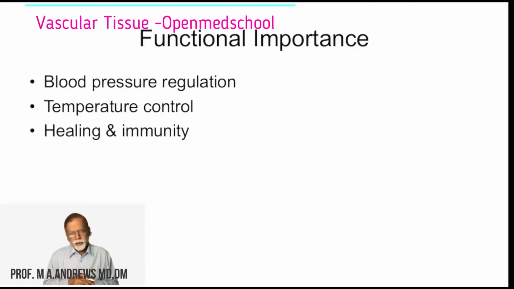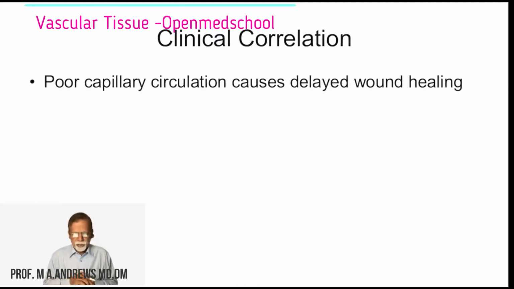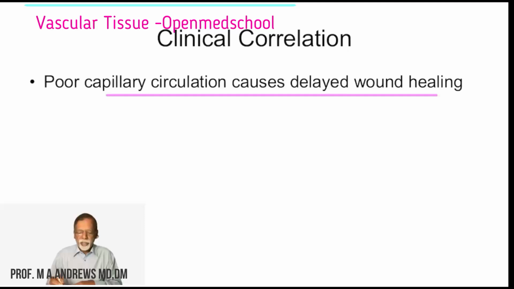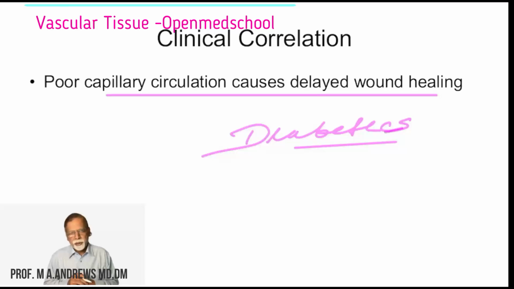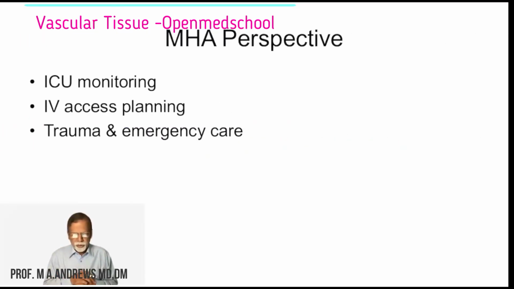The blood circulation is essential for tissue perfusion, healing, immunity, temperature control, etc. So poor capillary circulation causes delayed wound healing. That is why in diabetic patients, the wounds are not healing properly. It is because of the poor capillary circulation. So capillary perfusion is essential for tissue nutrition. Blood vessels are important from the MHA perspective for ICU monitoring, IV access planning, management of trauma, etc.